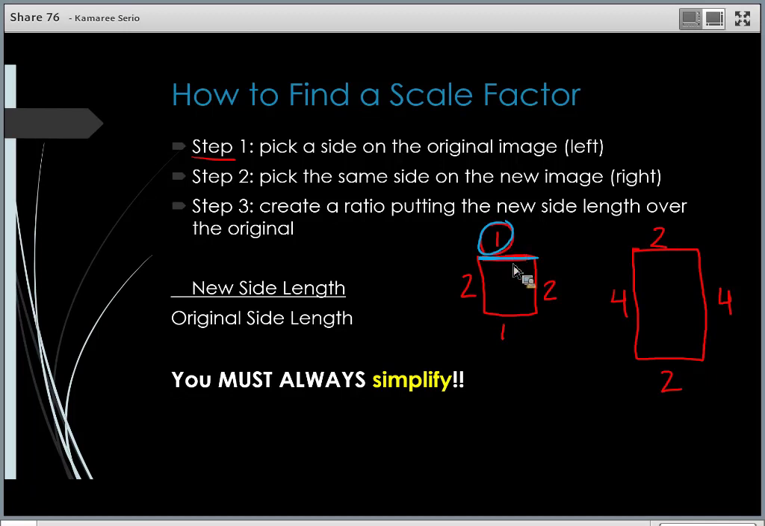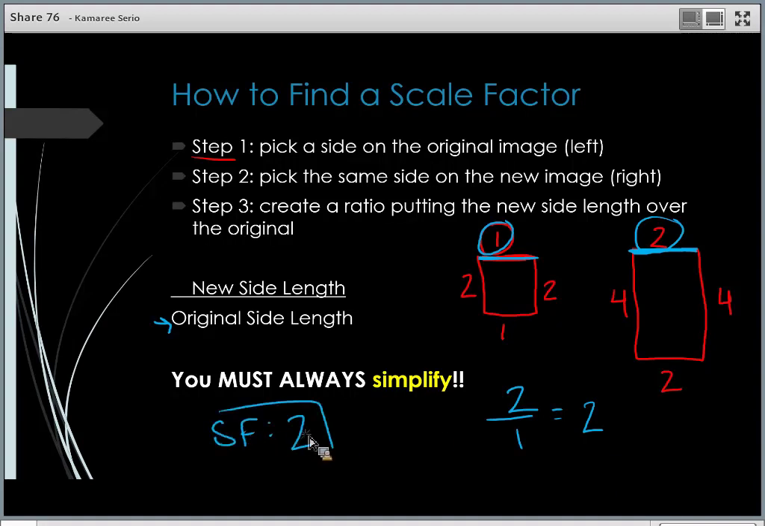And what I want to do is pick that same exact side, but on the new image. So if I look at this rectangle, I want to pick this top side because it's the same exact side on my new image, which has a 2. Then I'm going to follow my ratio, put the new side length on top and the original side length on bottom. So here I have 2 over 1, which means my scale factor, my SF, is going to be 2. And we'll do tons of examples with this, okay?